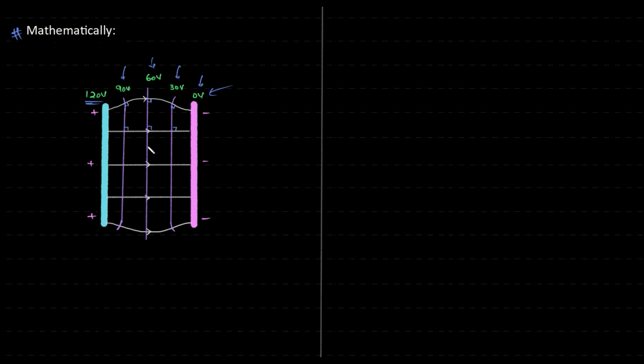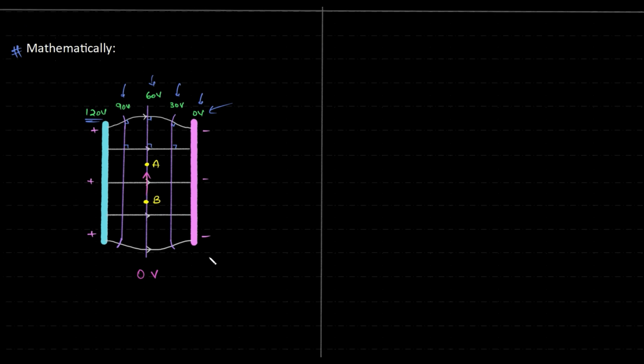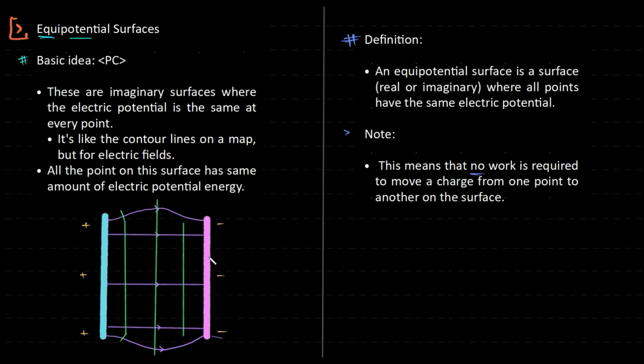If I pick any point over here, say here and here, A and B, and if I move a charge from A to B, the potential difference will be zero. Okay, guys, because the reason being they're equipotential. That's the whole funda. Right? It's a very simple idea. So you can pause and have a look.